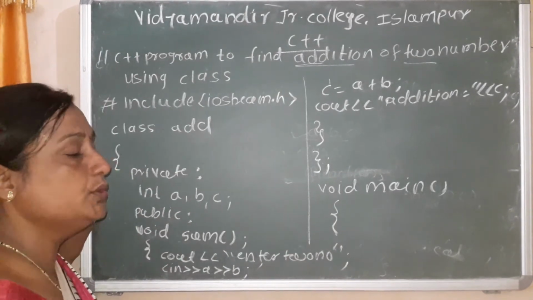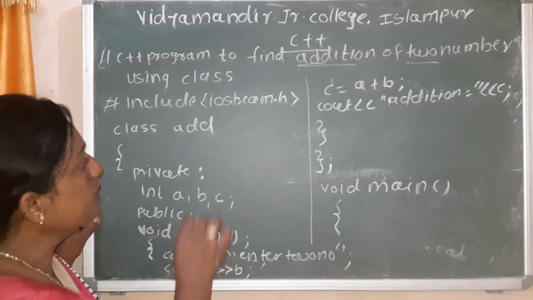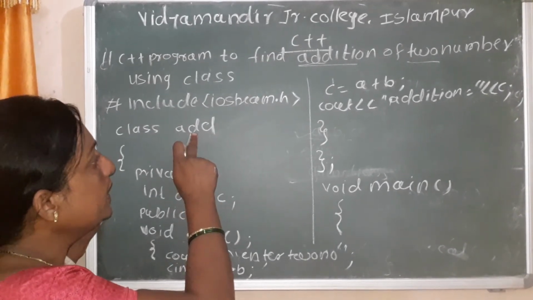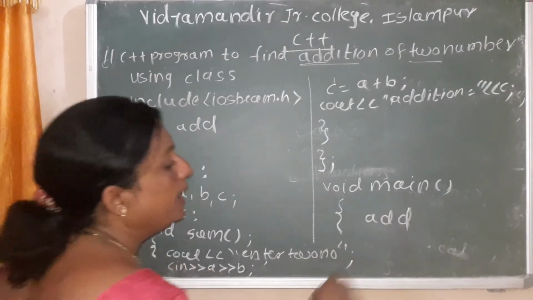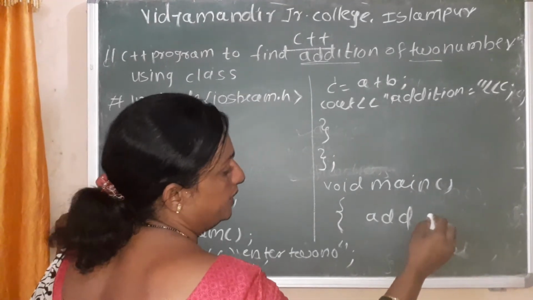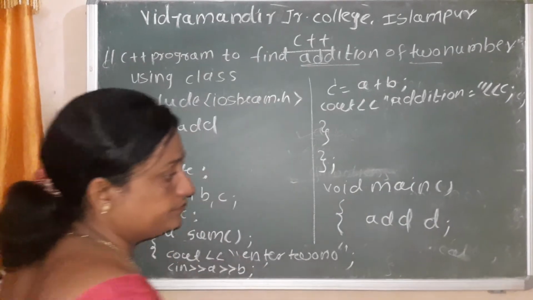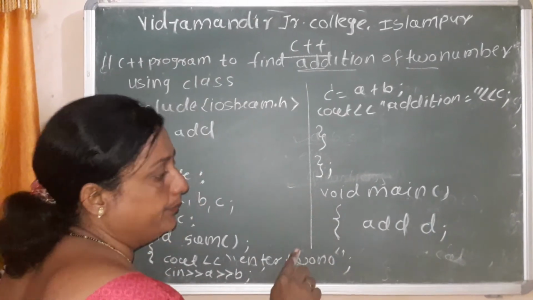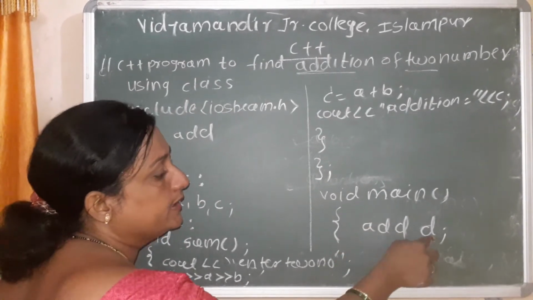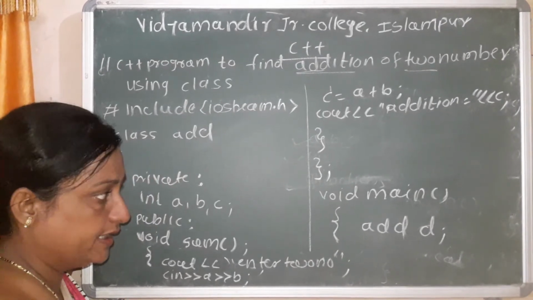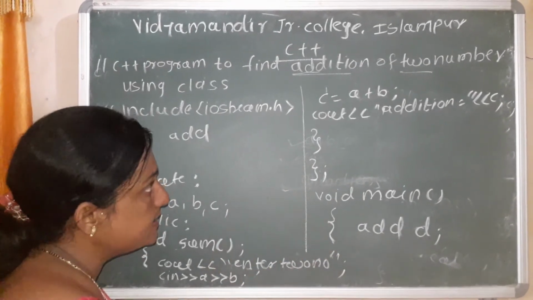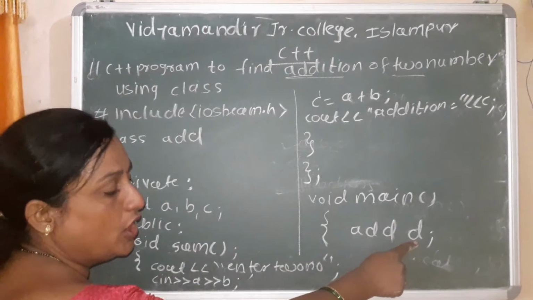In void main, we first give object declaration, which is the third part of the class program. How do we declare the object? There is one syntax which was also discussed in a previous lecture. We give the class name and any valid variable name which is an object. Suppose I use here the D variable. This statement tells the compiler that D is the object of class add. This statement is called object declaration, which is written in the main program. And last step is accessing this function by using the object.